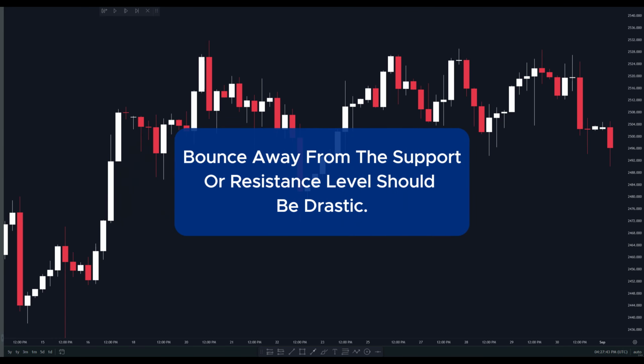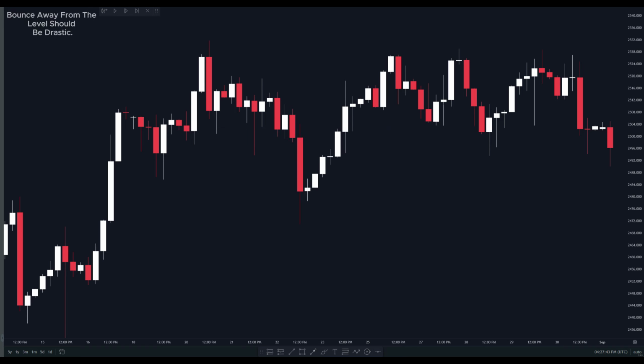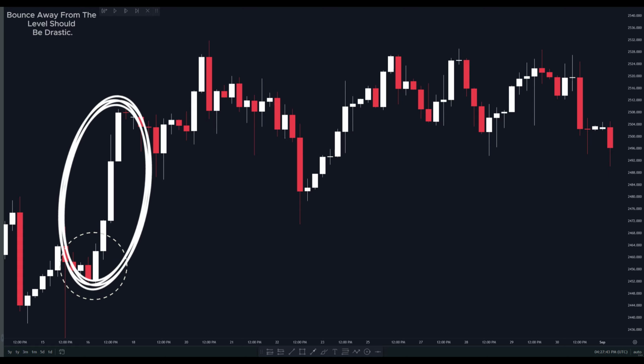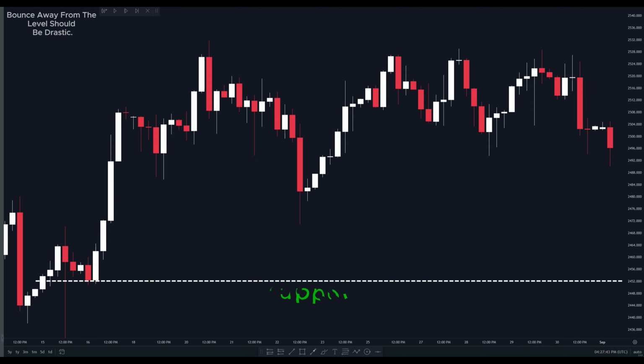The bounce away from the support or resistance level should be drastic. It means that we will look for a sharp price movement from that level. Here on the chart, we have a clear example of a drastic movement. As you can see right here, price bounced away from this support level to the upside with extremely big candles, so this is a drastic move. And we will mark this level as a support.